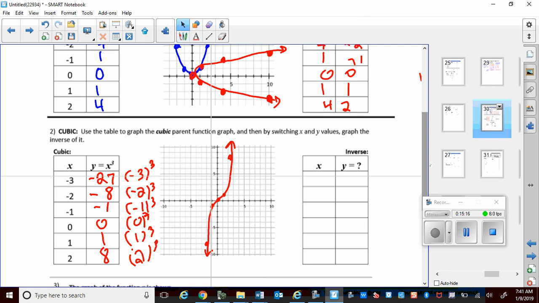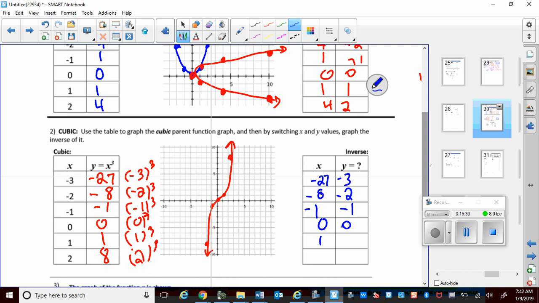Okay. Now for our inverses, all we do is switch the x's and y's. So I have negative 27, negative 3, negative 8, negative 2, negative 1, negative 1, 0, 0, 1, 1, 8, and 2. Okay. So let's graph. We can't graph the first one, but we can graph negative 8, negative 2. We can graph negative 1, negative 1, 0, 0, 1, 1, 8, positive 2. Create my curve, and this one looks similar, except it's rotated.